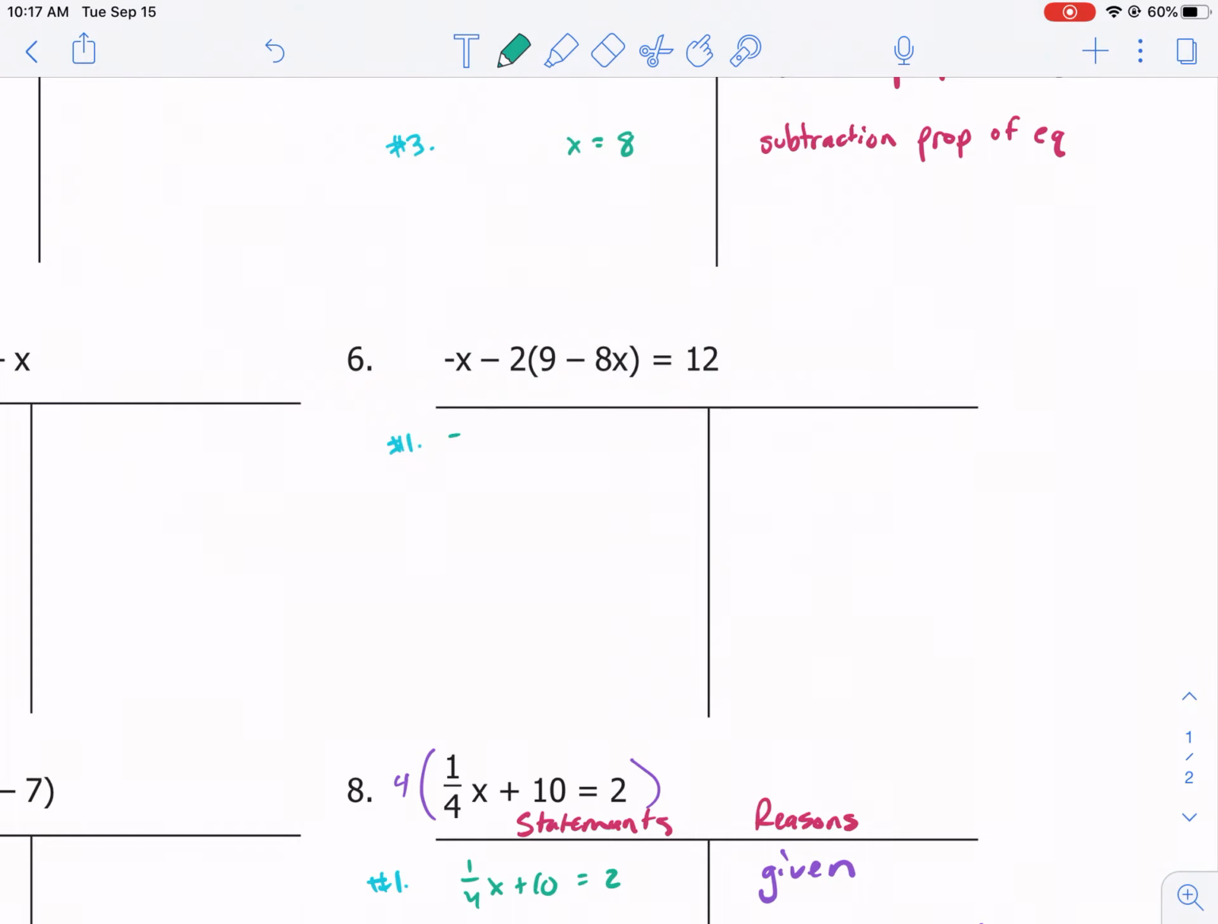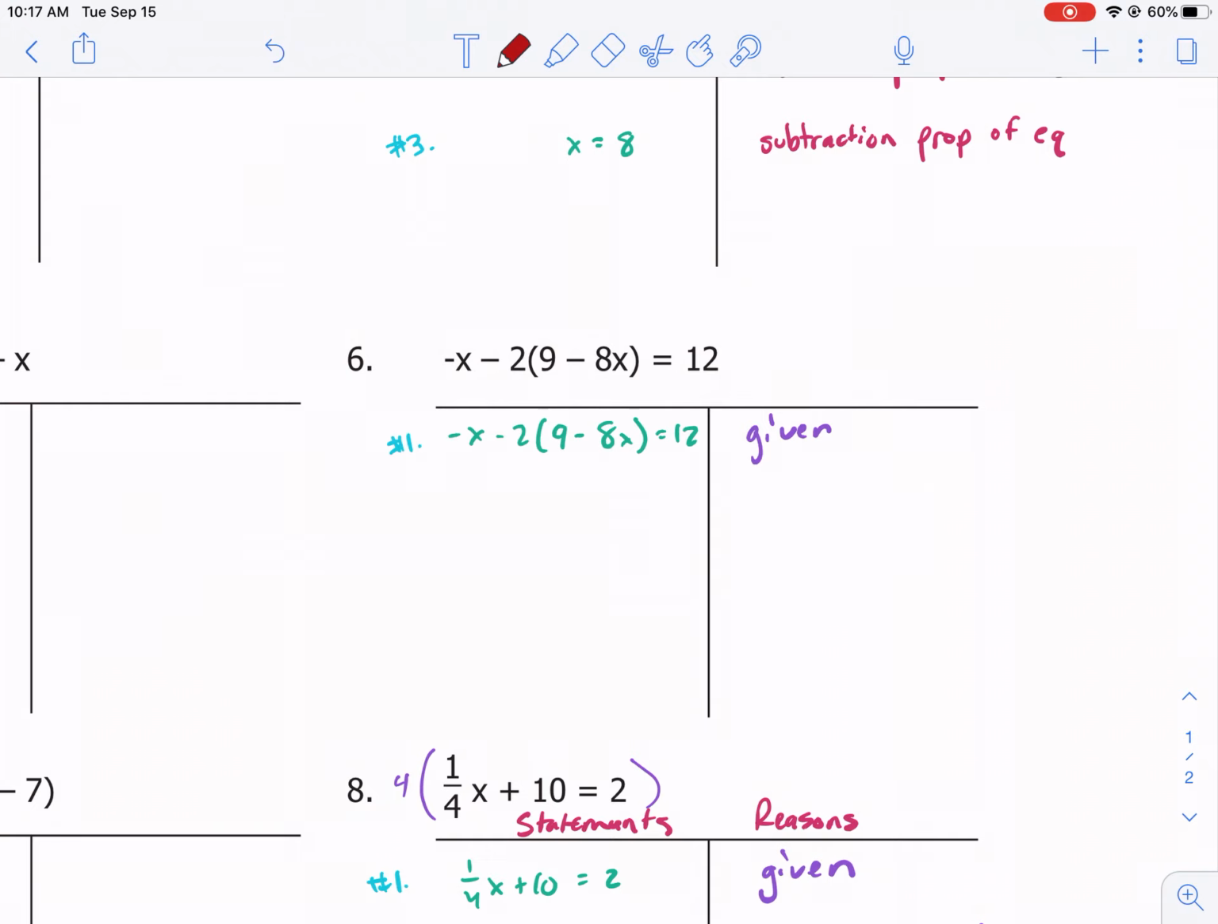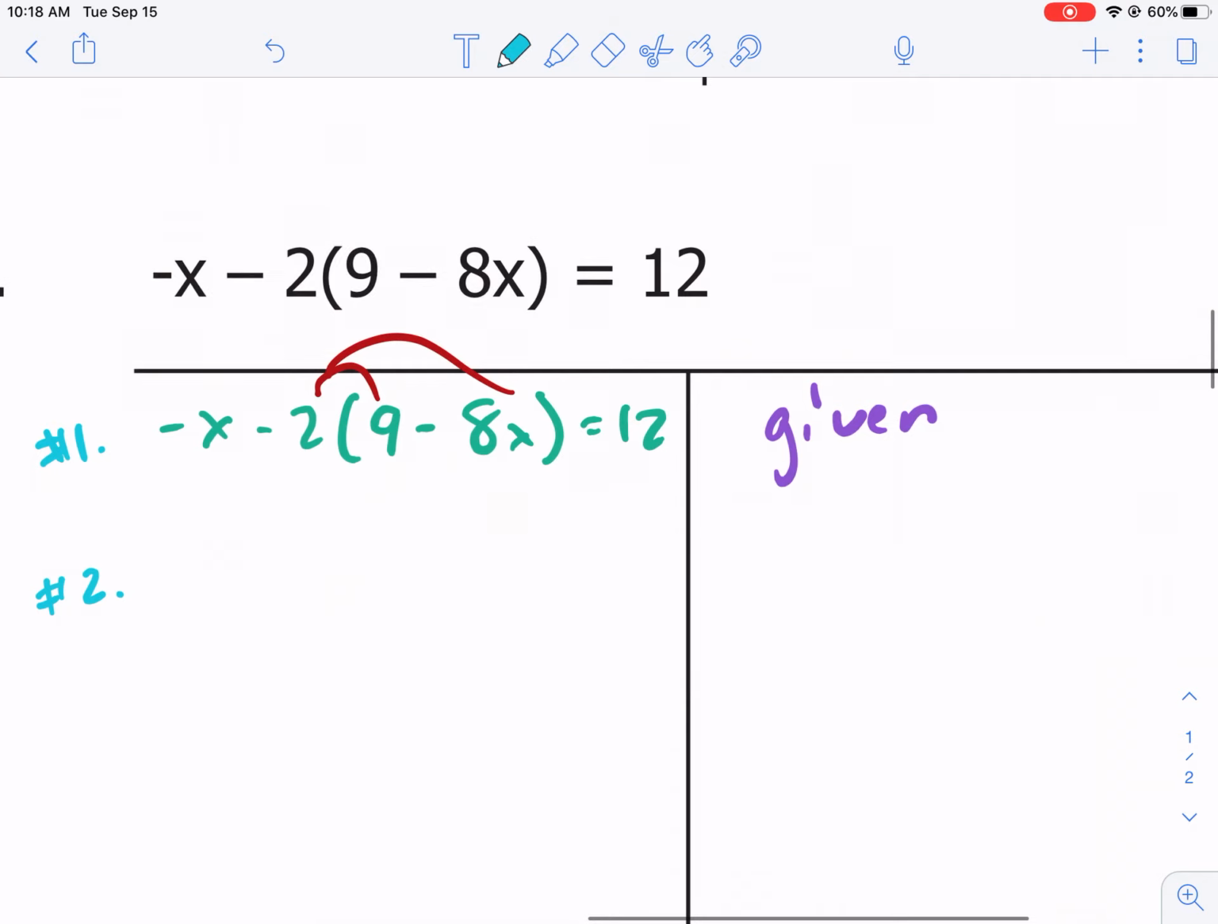So we have -x minus 2 parentheses 9 minus 8x equals 12. Of course, we're going to list this as given. Now, what we're going to do is we are going to distribute. So don't list this as multiplication. Even though you are multiplying here, don't list this as multiplication. Why? Because you're not multiplying by both sides. That's what the multiplication property of equality states, is you multiply by both sides. And we're not multiplying 2 by both sides. We're just using the distributive property. So we have negative x minus 18 plus 16x equals 12.